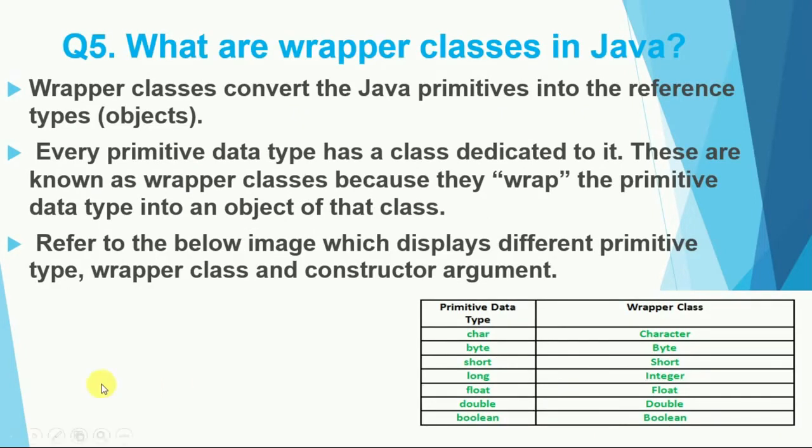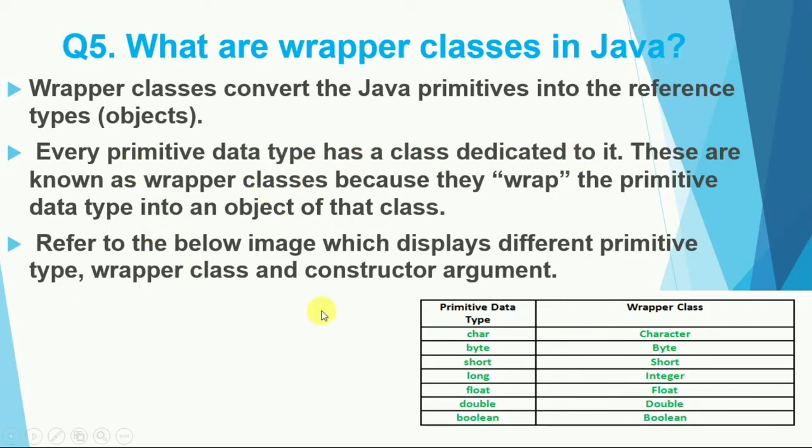Okay, so what are wrapper classes in Java? Wrapper classes convert the primitive data types. We have primitive data types in Java: char, byte, short, long, float, double, boolean. A wrapper class is responsible for converting the Java primitives into the reference type, and we can say objects. So what is the actual purpose of a wrapper class? We have primitive data types which have a class dedicated to them. These are known as wrapper classes.